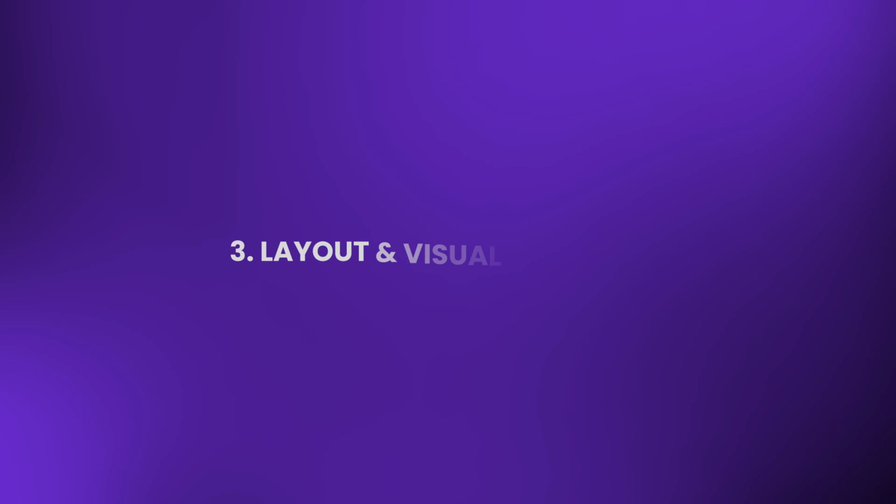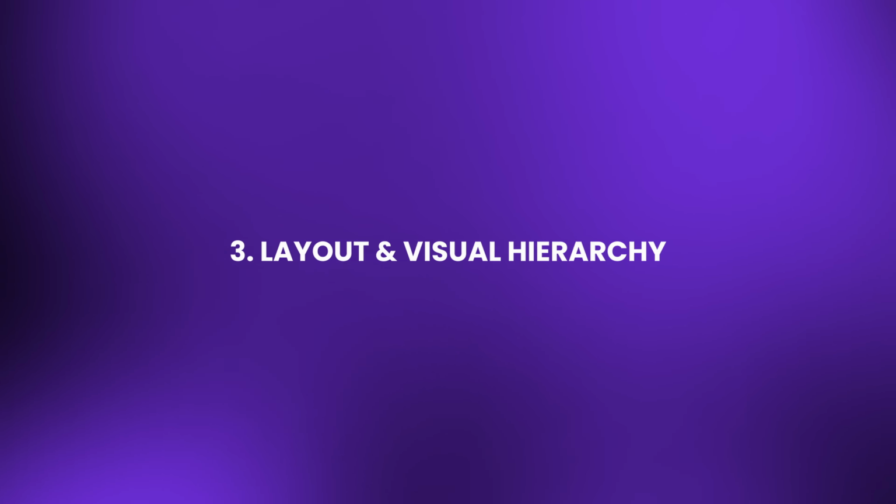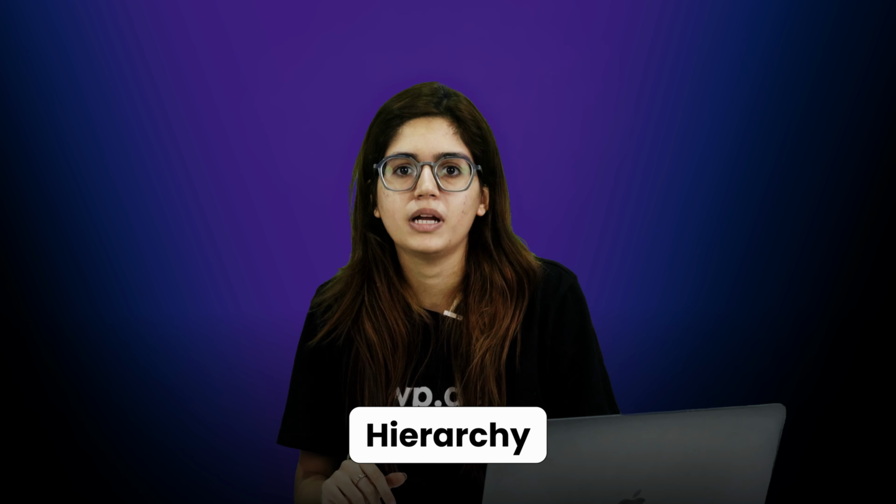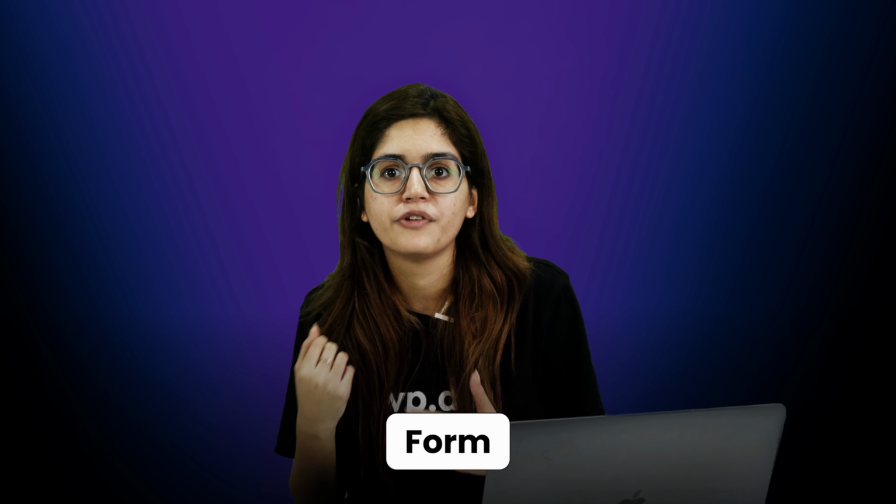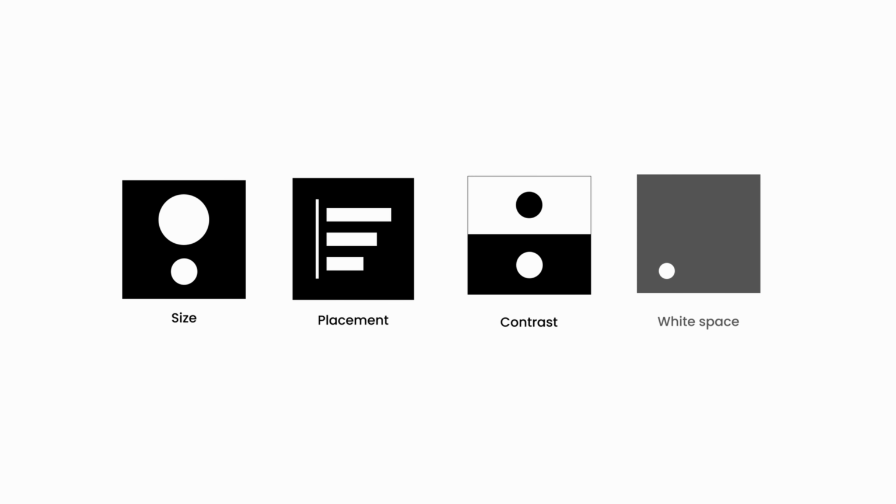Chapter 3 is layout and visual hierarchy. Let's get something straight. Layout and visual hierarchy are not just about what looks good. They're about controlling the user experience. First, with hierarchy, a common mistake is trying to make everything important. You need to decide what's the most important thing on this page. Is it the product, the form, the feature list? Now make that thing the loudest in the room through size, placement, contrast, or white space.